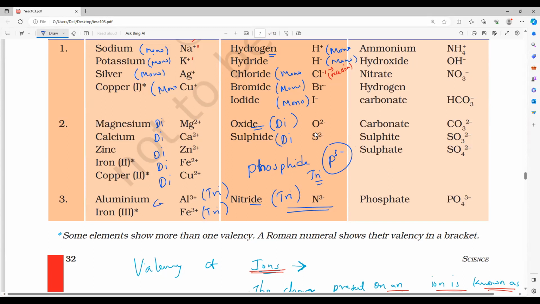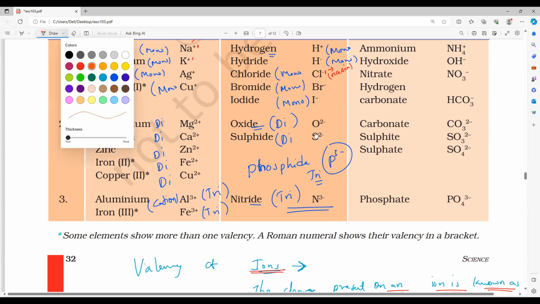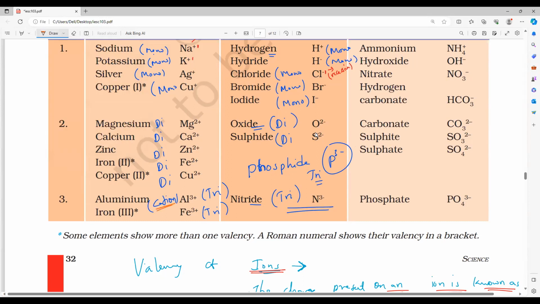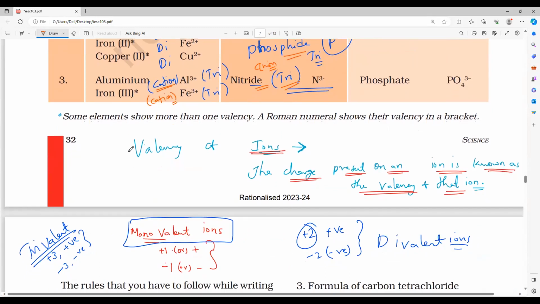But this aluminum is a cation or anion? Aluminium, cation. Iron is also a cation. But if you notice, phosphide and nitride, they are anions or cations? Anions. Okay. Next. Last one. So, valency: monovalent, divalent, and trivalent.